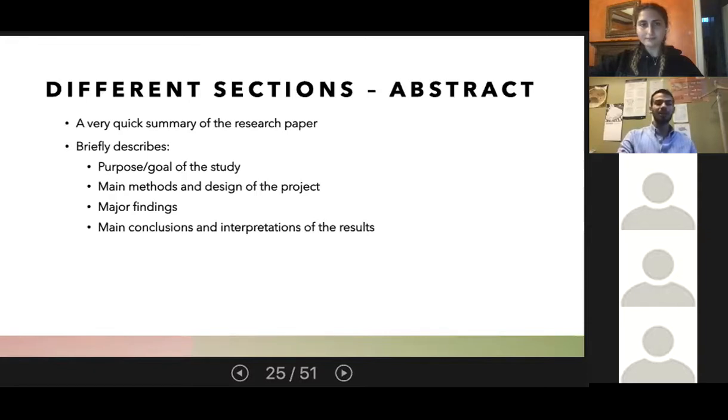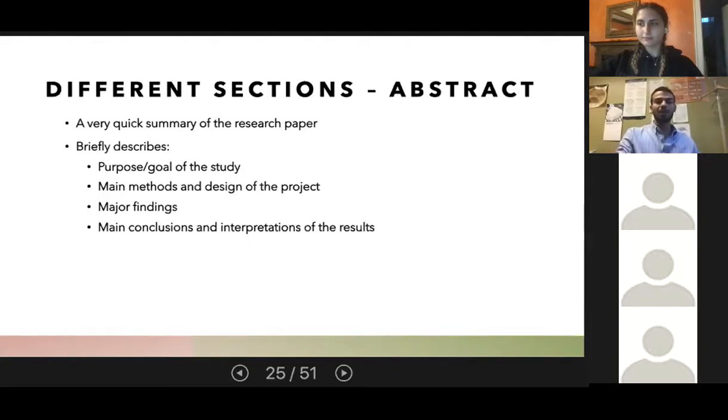So the first section is the abstract. The abstract is the first thing you read when you look up a paper, and it is designed to give you a quick summary of the project. It briefly goes over the purpose of the study, the design, the notable findings, and the very quick conclusion of the results. It is meant to be an easy way for you to determine if the content of the paper is of interest to you.